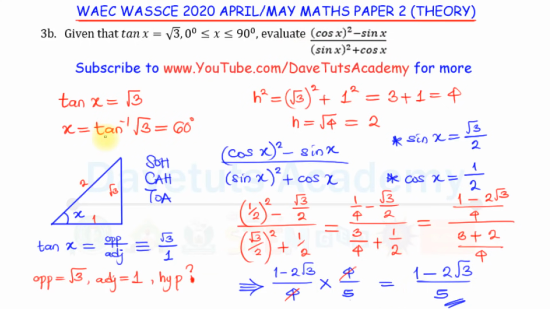And like I said before, you could have said that you want to evaluate x to be 60 degrees, then you find cos 60 raised to the power 2 minus sine 60, over sine 60 raised to the power 2 plus cos 60. But all the same, you still arrive at this. But this is the ideal way that you are expected to solve this question. And if you do it right, your final answer will be 1 minus 2 root 3 over 5.